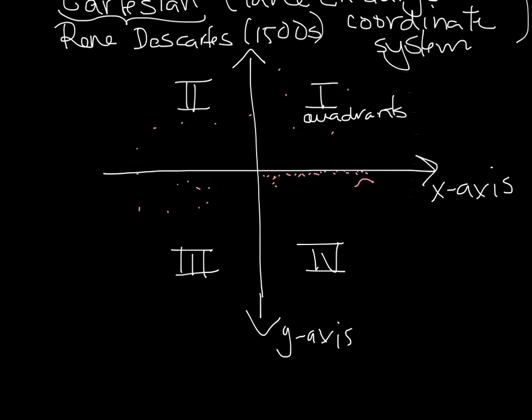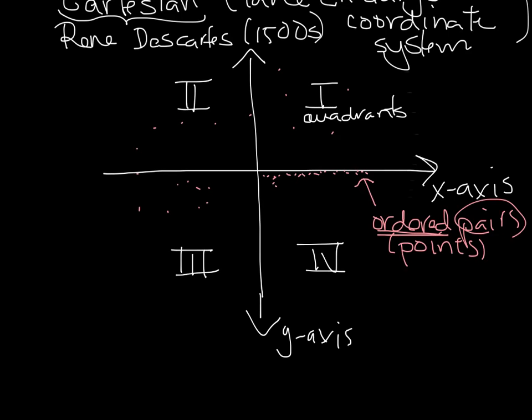And that's what we call ordered pairs, or points. And the word ordered is important because the order does matter. And they come in pairs. We call it an x, comma, y.